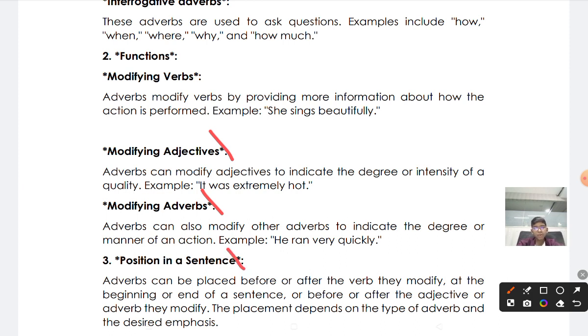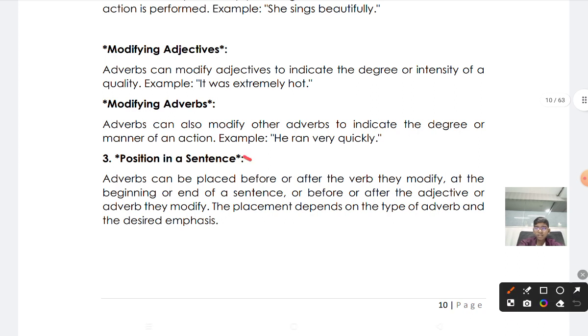So next we're going to look at the position in a sentence. Adverbs can be placed before or after the verb they modify, at the beginning or end of a sentence, or before or after the adjective or adverb they modify. The placement depends on the type of adverb and the desired emphasis.